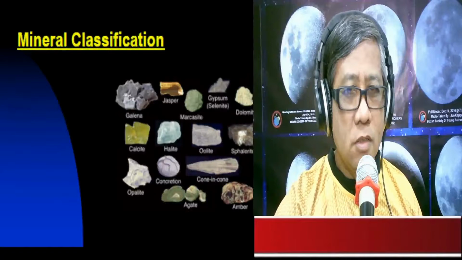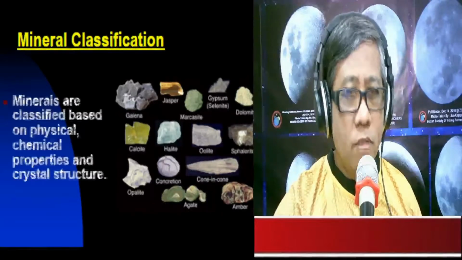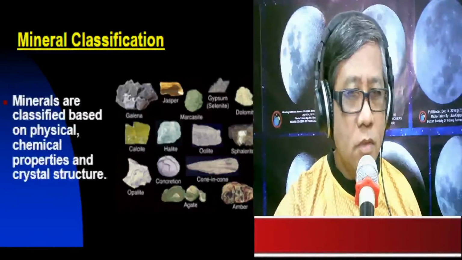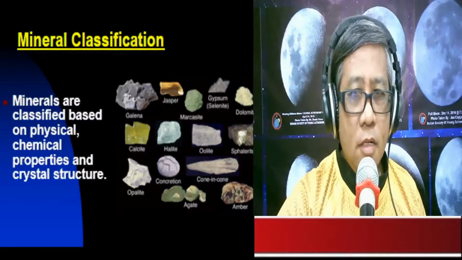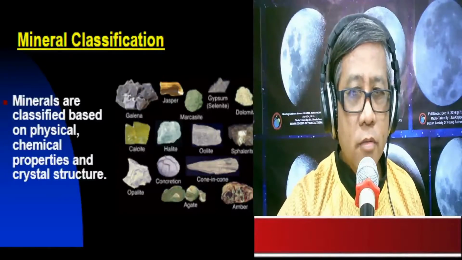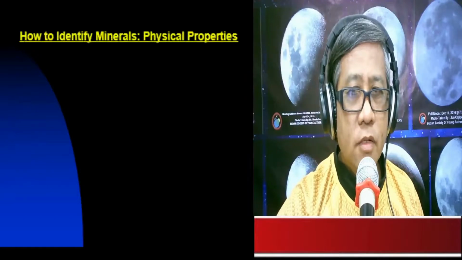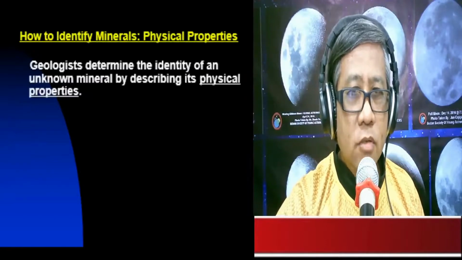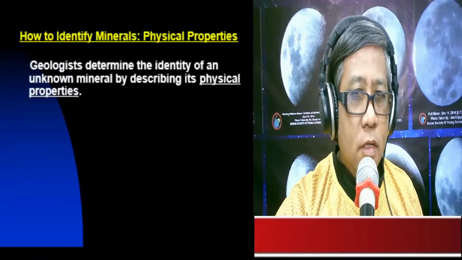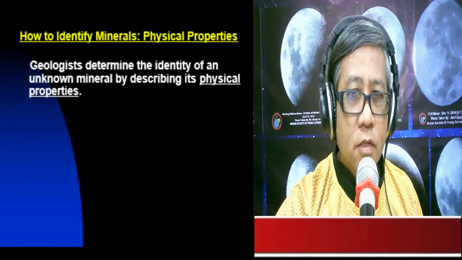Now, how do we classify minerals? Minerals are classified on the basis of their physical and chemical properties and crystalline structure. How do we identify minerals based on their physical properties? Geologists determine the identity of an unknown mineral by describing its physical properties. One of these physical properties exhibited by most minerals is habit.